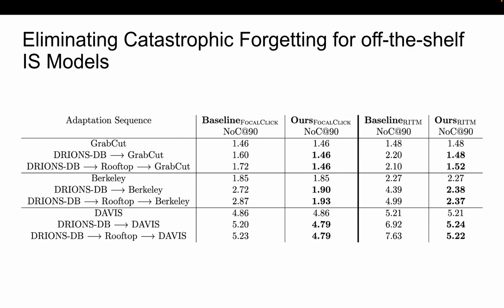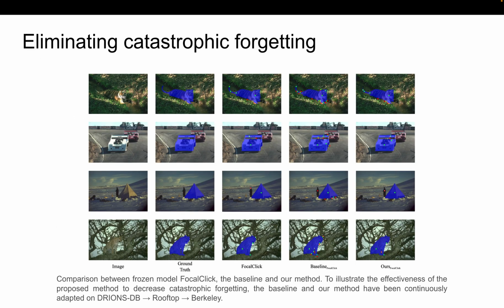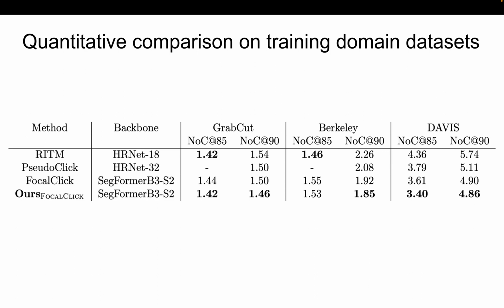To verify that our approach can be applied in a plug-and-play manner, we utilize recent state-of-the-art interactive segmentation models, FocalClick and RITM. Qualitative results also show that our method diminishes catastrophic forgetting. We also demonstrate that our method yields improvements over the state-of-the-art interactive segmentation models on training domain datasets.